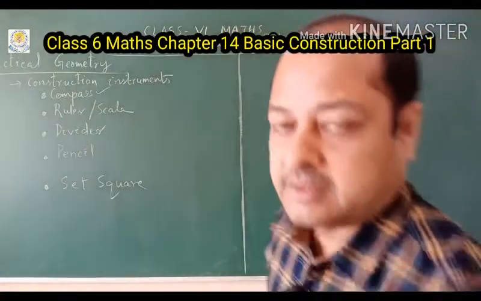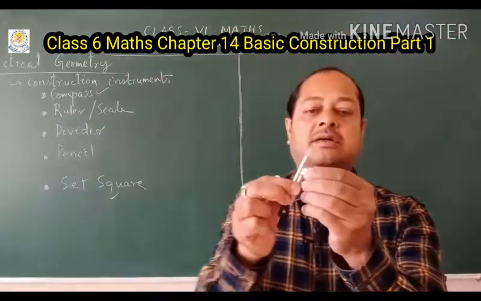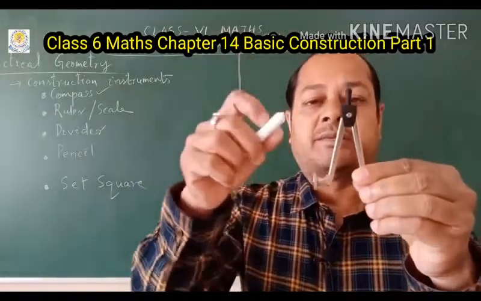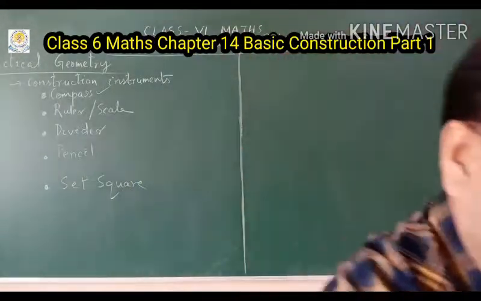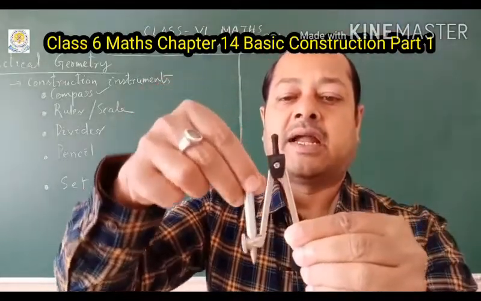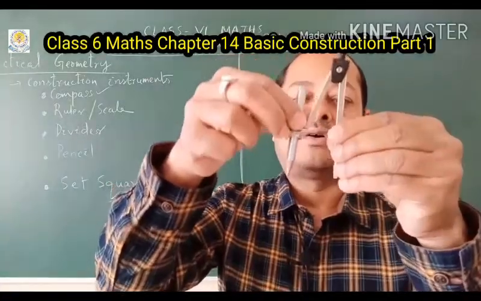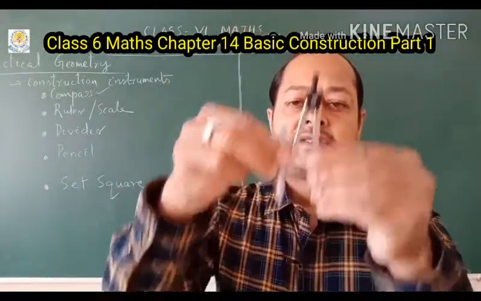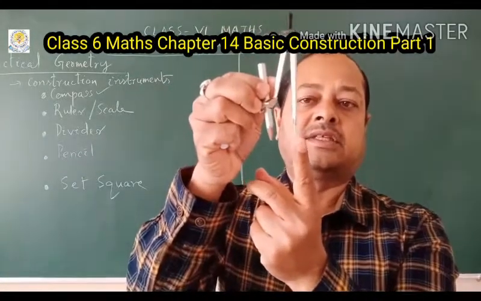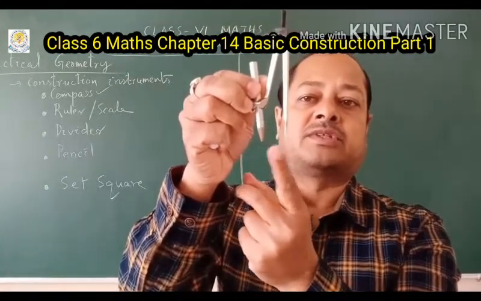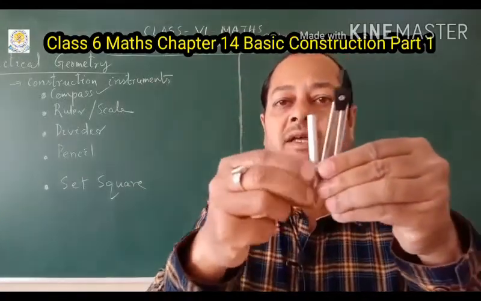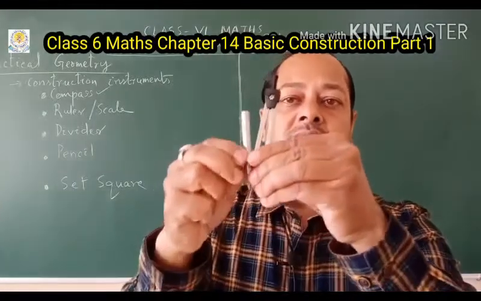Look here, this one is called a compass. There is a holder where the pencil can be held. I will show you how to hold the pencil. This is a pencil and this is a compass. You can hold it like this. Always the pencil point is slightly more than this point here. A screw is given here, you can tighten it. So this is called a compass.